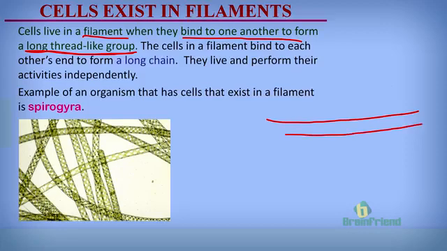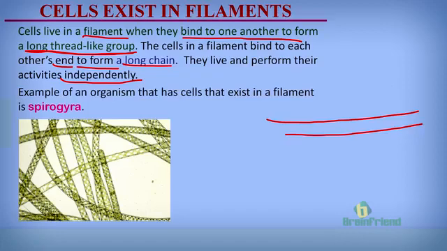The cells in a filament bind to each other from end to end. So they bind to each other's end to form a long chain. Cells in a filament live independently. They carry out their activities independently. So it's possible that the cells in a filament can move, reproduce, feed, and carry out every other activity as an individual cell, even though they bind to one another.